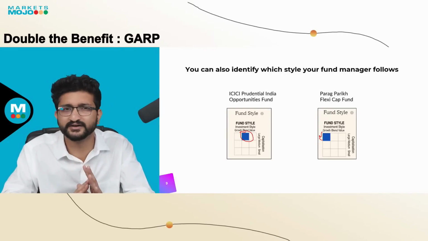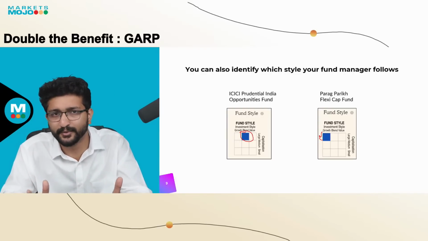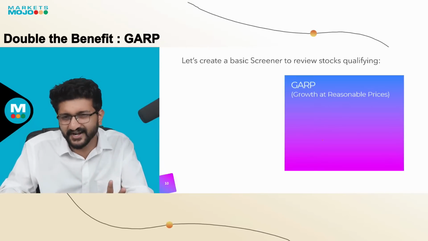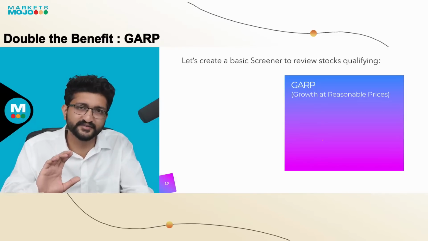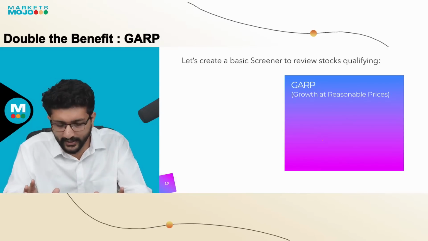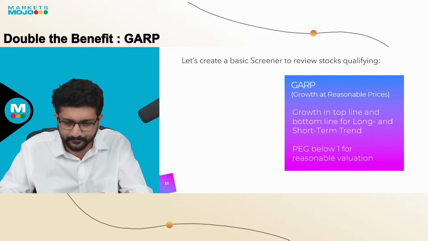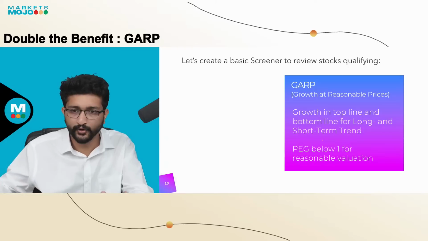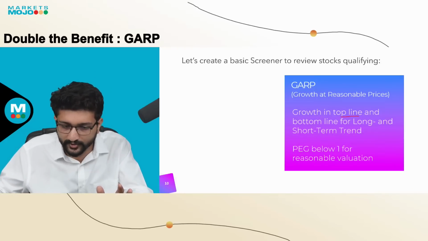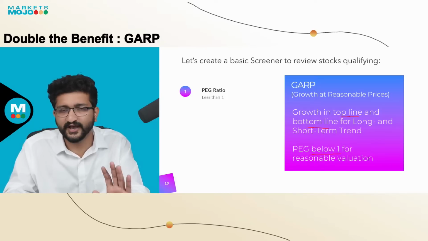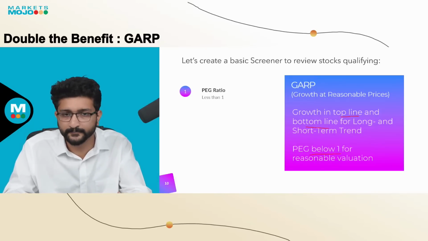Okay, now that you have some idea what this PEG ratio Peter Lynch was talking about is, what exactly the style is, and what exactly value versus growth is, let's create a very basic screener to see which stocks are actually qualifying in this GARP model. I'm going to show a few ratios. Let's go step by step. We're going to look at growth and valuation. We're going to look at growth in top line and bottom line, and we are going to look at the PEG below 1, which is basically a cheaper valuation. PEG less than 1, we have this filter on the Marcus Mojo website. I'll take you to it.